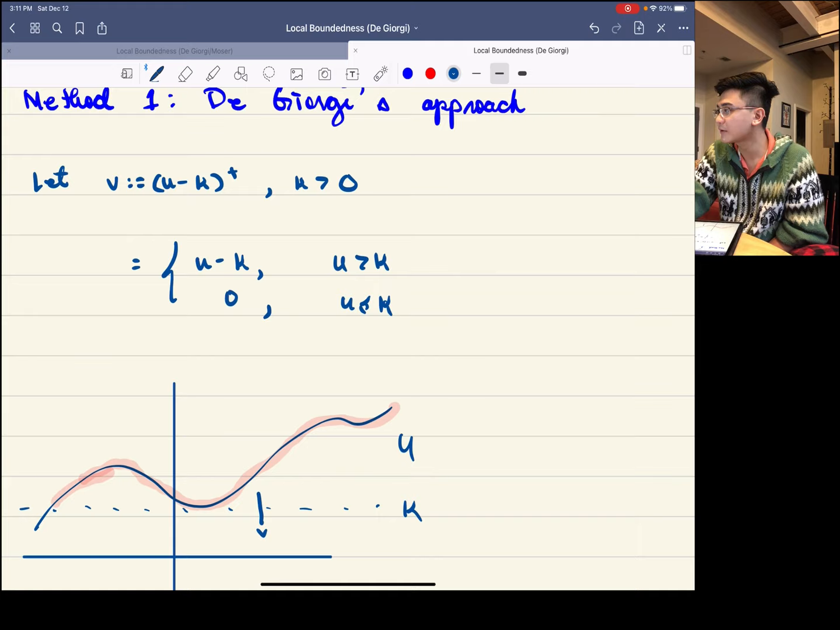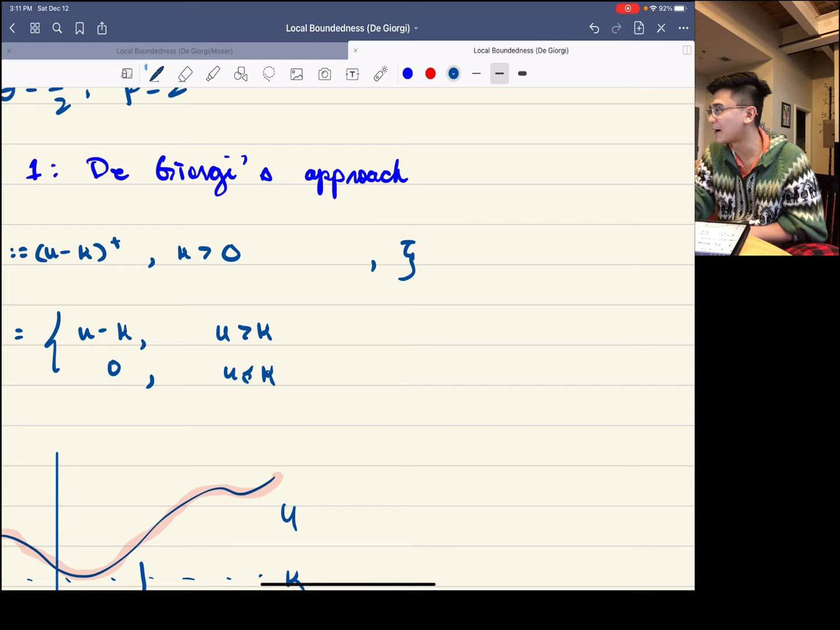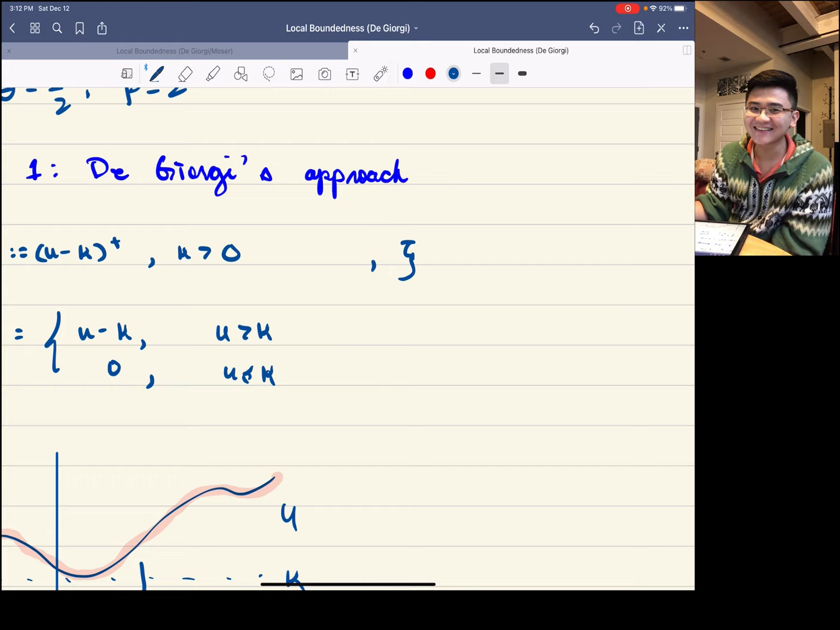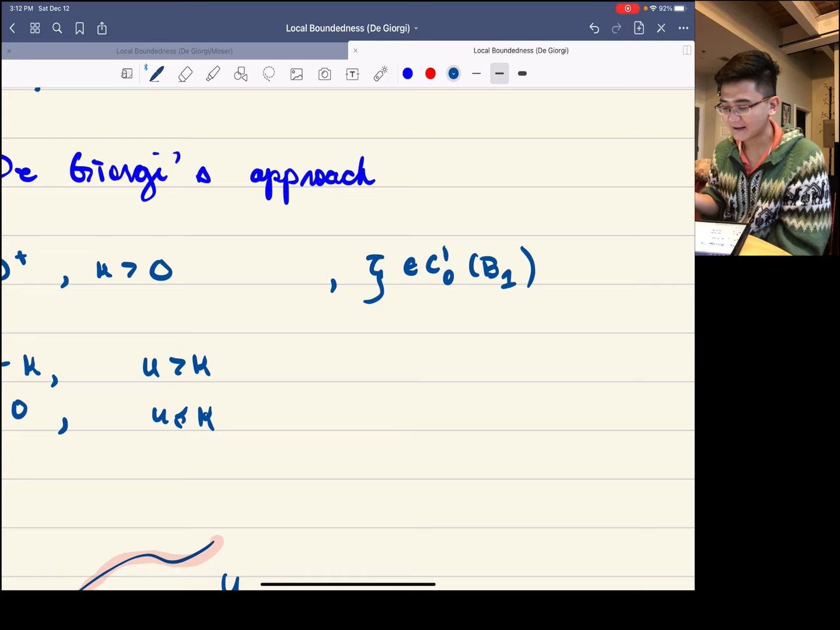Okay, and then let zeta, is this zeta? Wait a minute, what Greek letter is this? Zeta, yeah, that's zeta. So let zeta be a test function, so it's in C_c^1 of B_1. And in fact, this is going to be what we call a cutoff function, and we're going to talk later about what other properties we want from zeta.